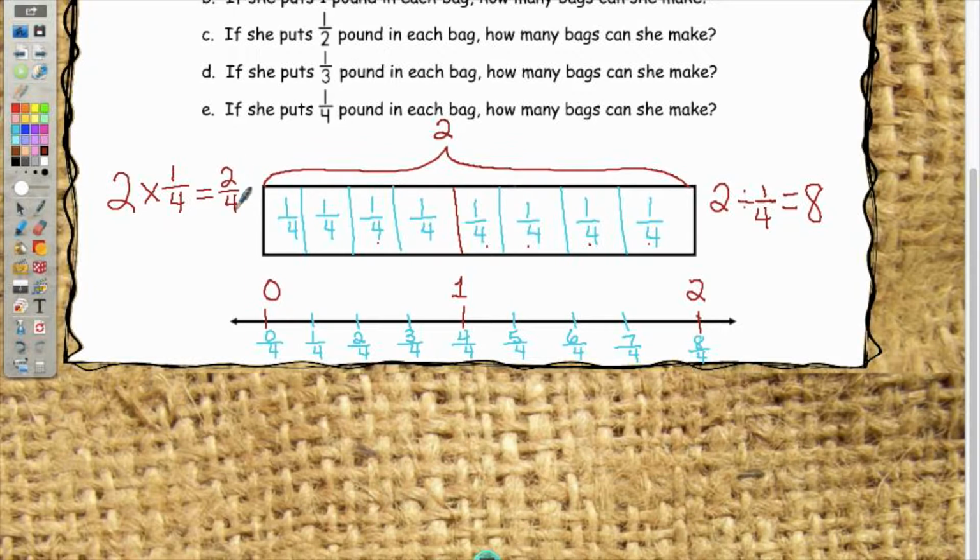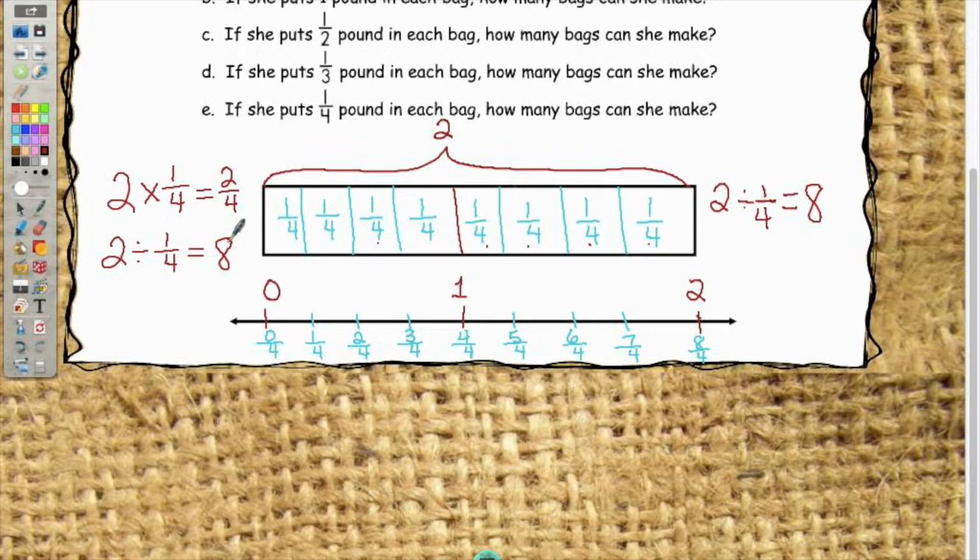2/4, which is 1/2, right? But we'll leave it 2/4, okay? And if I'm doing 2 divided by 1/4, what was my answer? 8, okay? So let me get this straight.